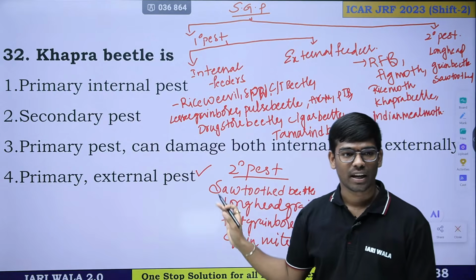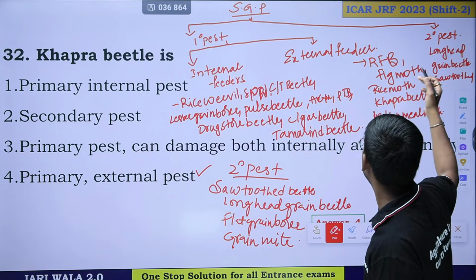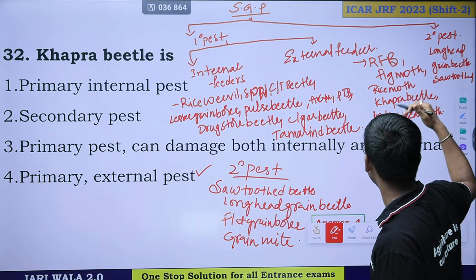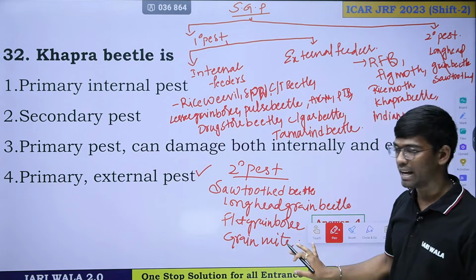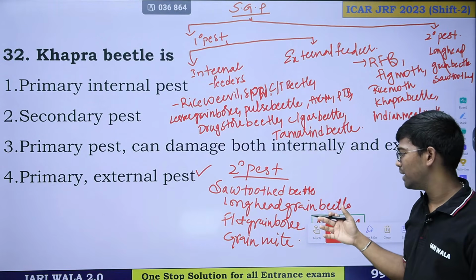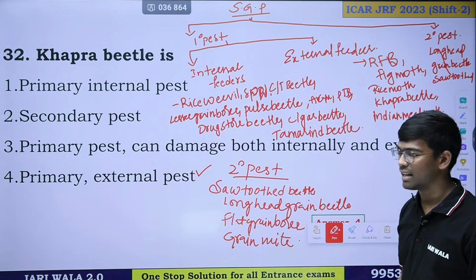This much we know in the internal feeders. While coming to the external feeders, we have the red flour beetle, fig moth, rice moth, Cadra beetle and Indian meal moth. And in the secondary pests, okay, here the place is not enough, so I have mentioned it: saw-toothed beetle, long-headed grain beetle, flat grain borer and the grain mite, that is Acarus siro.